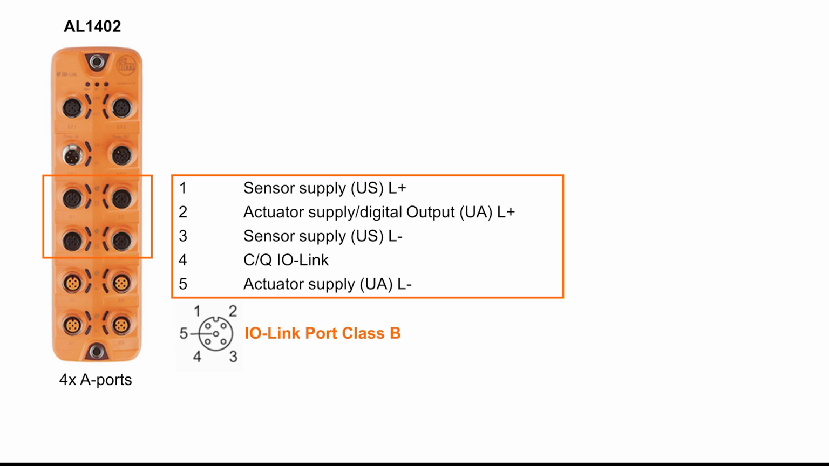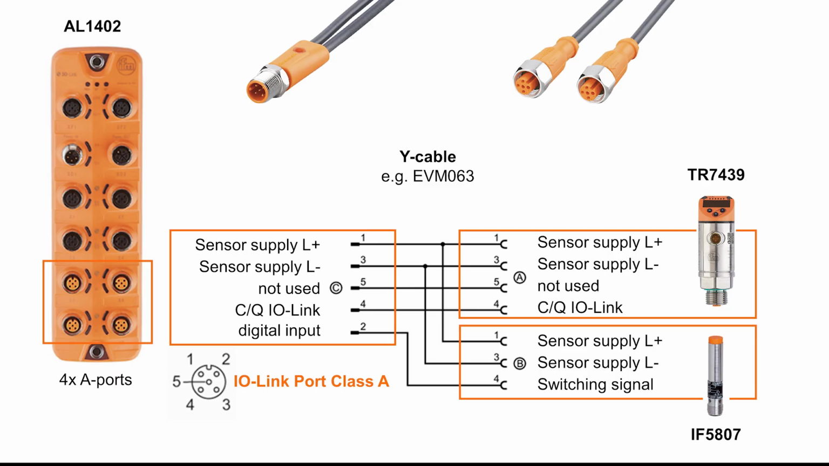It is also possible to use pin 4 as a digital input or output if no I/O link signal is used. A B port also allows separate power supply of actuators via pin 2 and 5, or use of pin 2 as a digital output. For this reason, port 5 is used to connect the sensors.